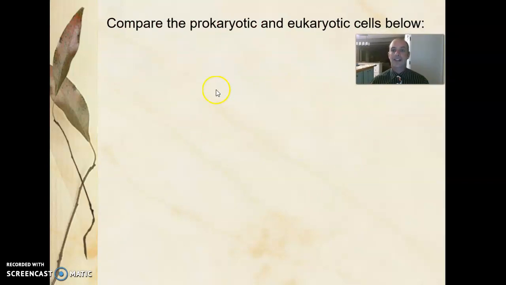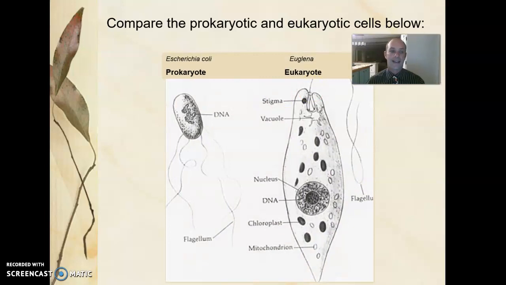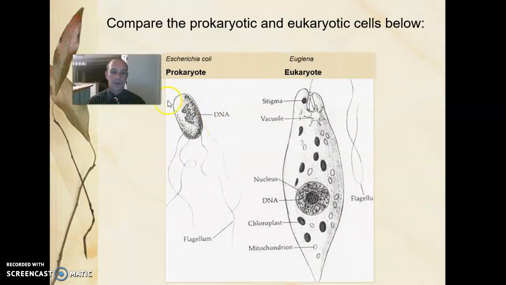Compare the prokaryote and eukaryotic cells below. All right, so you're going to get two pictures here. And here they are. This is a prokaryote over here. You'll see that DNA is in the middle, and we all know what it stands for. Go ahead, say it. I don't know if you got it right. Can't hear you. But it's deoxyribonucleic acid. DNA is here. Flagellum is here. Now look at this one over here.